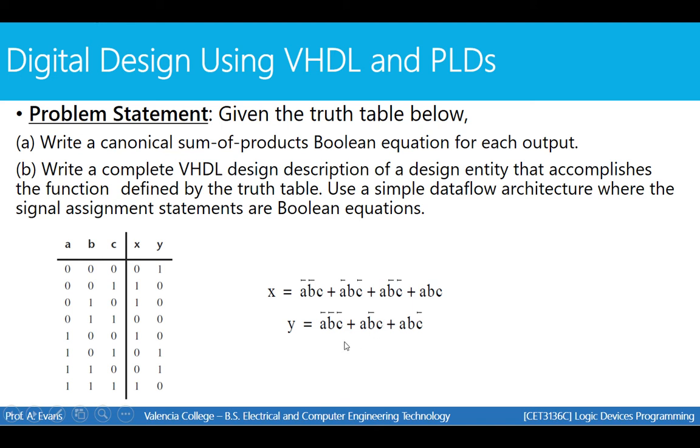So now that we have our Boolean equation for each output, the goal is to design a VHDL entity that will take 3 inputs, A, B, and C, and give me 2 outputs, X and Y. Based on how these 3 inputs change, X and Y should be high as described in this truth table. So that is our goal. And what we're going to do is start by opening up Quartus and begin to type our code.